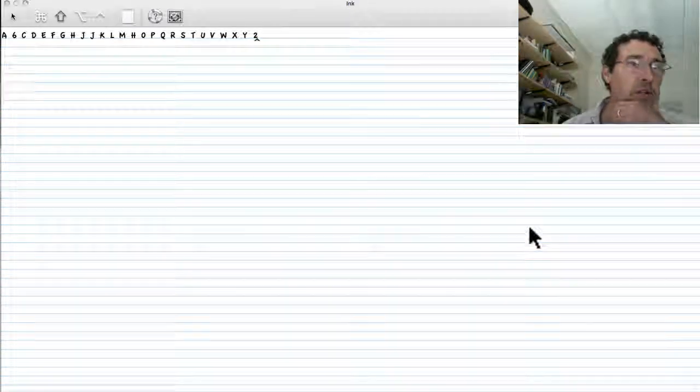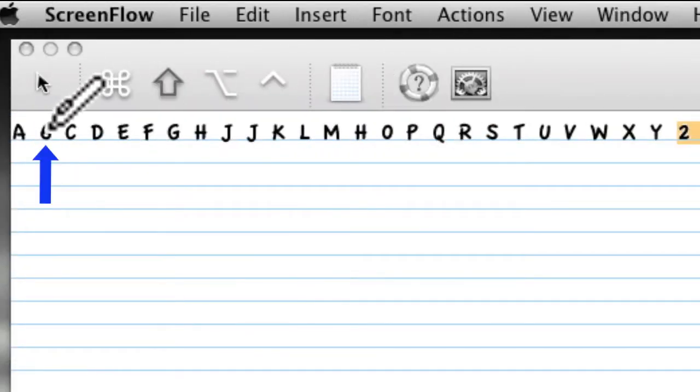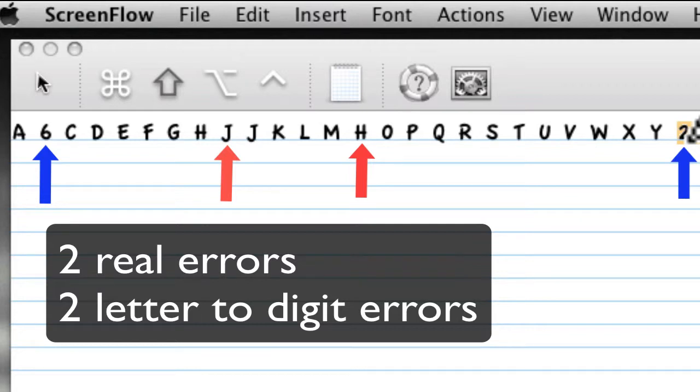Okay, let's see what we got. So what we have is that the lowercase b was recognized as 6. Then we have that the lowercase I was recognized as J. Lowercase n was recognized as H. And finally lowercase z was recognized as 2. So we have two real mistakes, J and H. And we have two mistakes that are just recognizing as digits. And the question is, why is it so hard to do better than that?